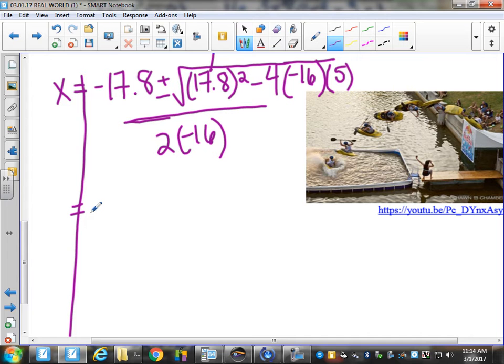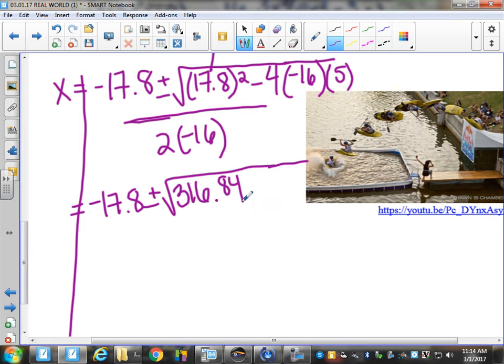If you have a calculator, take it out. What is 17.8 squared? 316.84. What is my sign going to be, positive or negative? We have a negative times a negative times a positive. Has to be positive. Make sure you're always figuring out the sign first. So now we can do 4 times 16 times 5. 320. All over what?